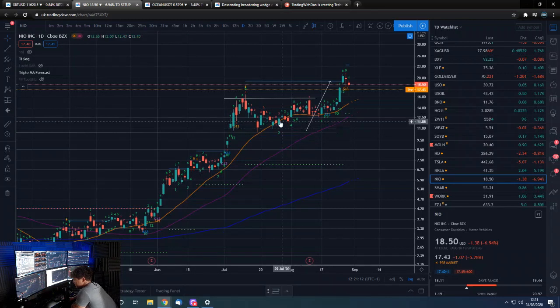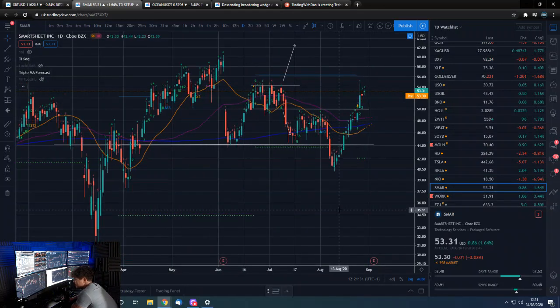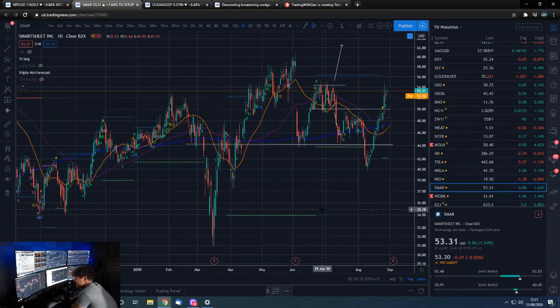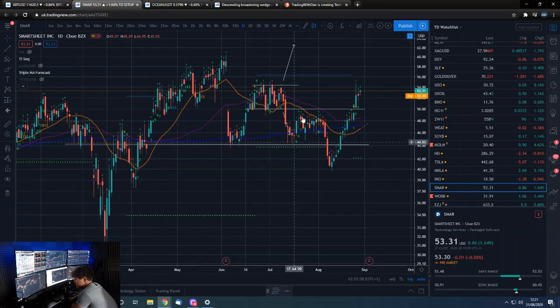I literally said to him, to be honest, out of Neo, Nikola and Tesla, even though I was wrong, Tesla obviously did really well. Neo looks like it can get to 20. And there it is at 20. So there you go. Smart Sheet is obviously doing well because it's laying everyone off, cost cutting. Yeah, it's doing well, guys. As you can see, doing well.